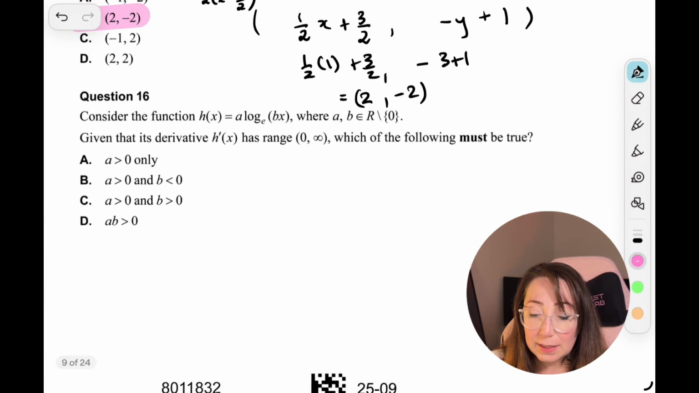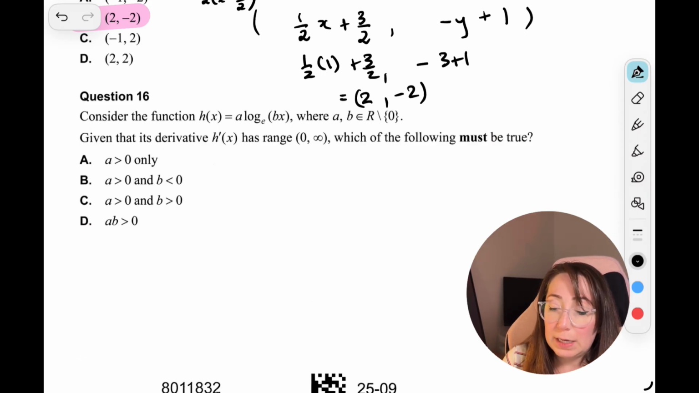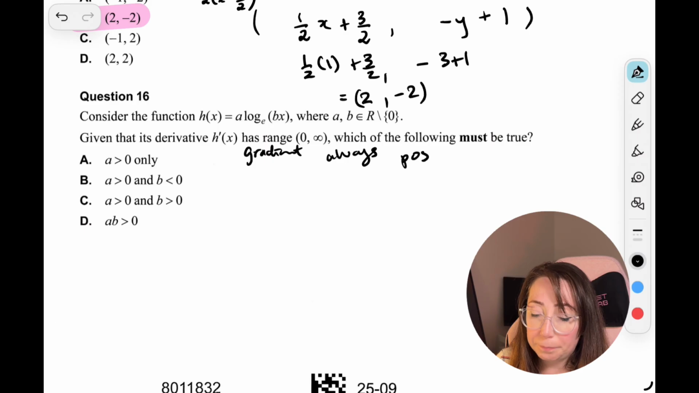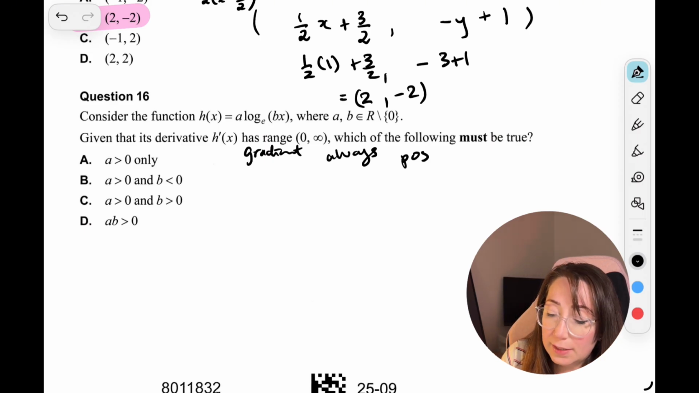Question 16, it says consider this particular function given the derivative has a range of 0 to infinity. So the idea is that the gradient is always positive. That's what that's trying to say there. Which one of the following must be true? Now that's in terms of A and B, and A and B will affect the direction that it goes in terms of its gradient. So let's consider all the possibilities.